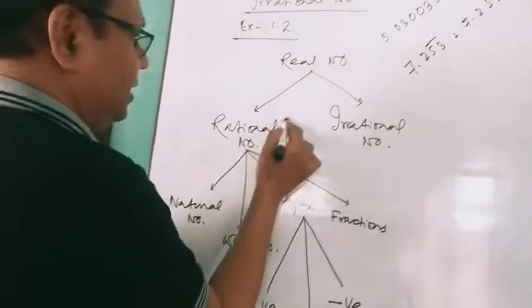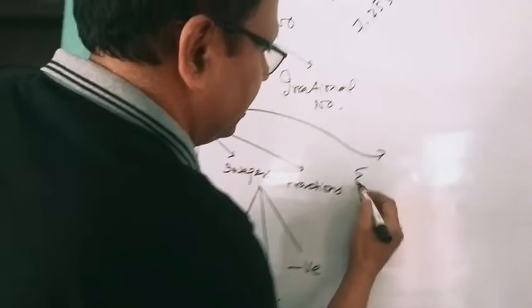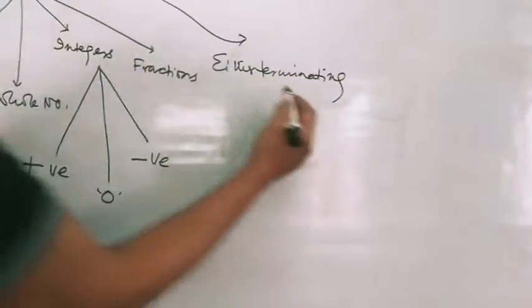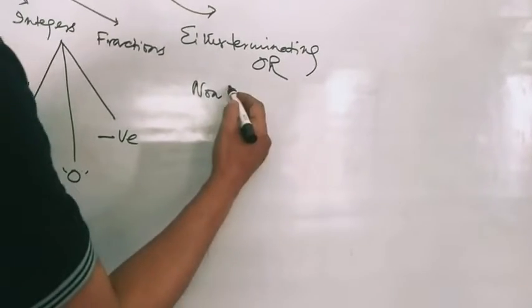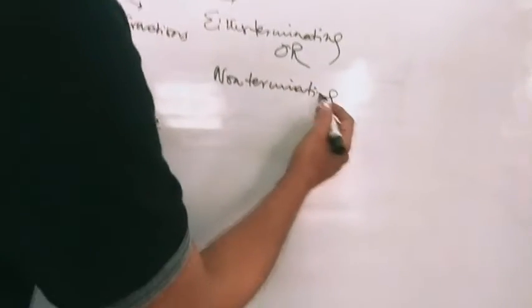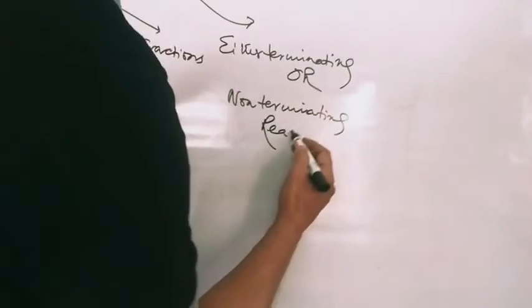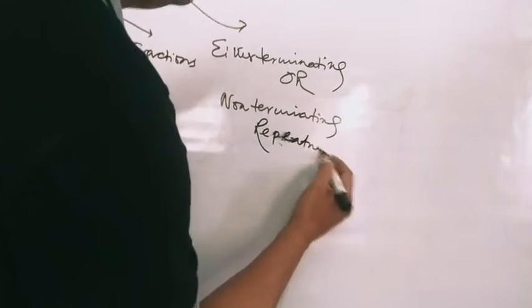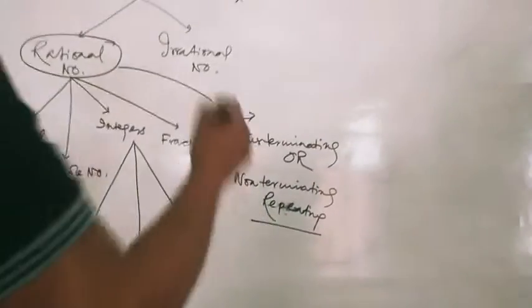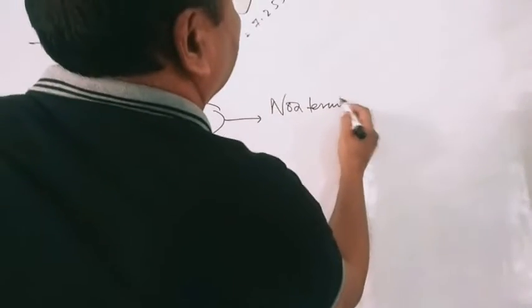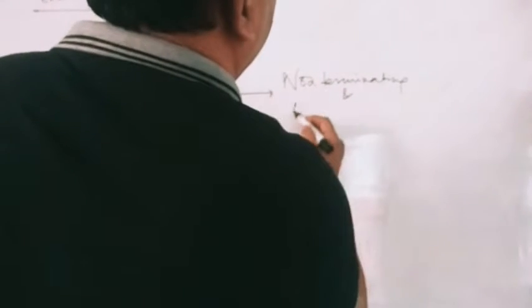So rational numbers are always either terminating or non-terminating repeating, whereas irrational numbers are always non-terminating and non-repeating.